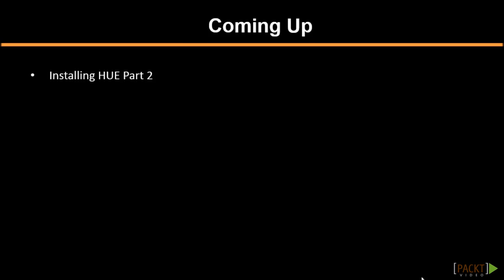Coming up in the next video, we will continue with the Hue installation. We have to install the Hue utilities, make some more changes to the system, and then finally start Hue services on top of Hadoop so we can start using it for our last section.